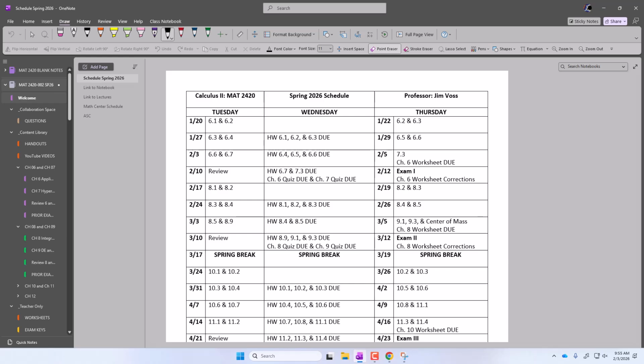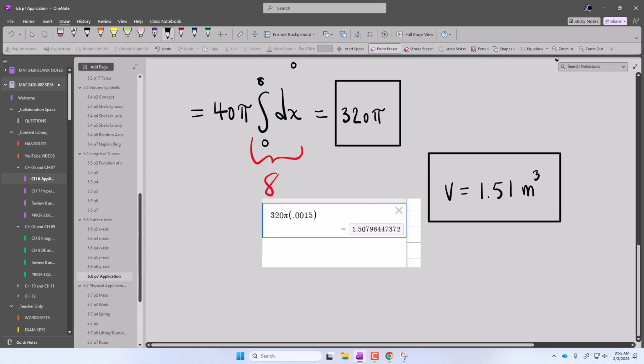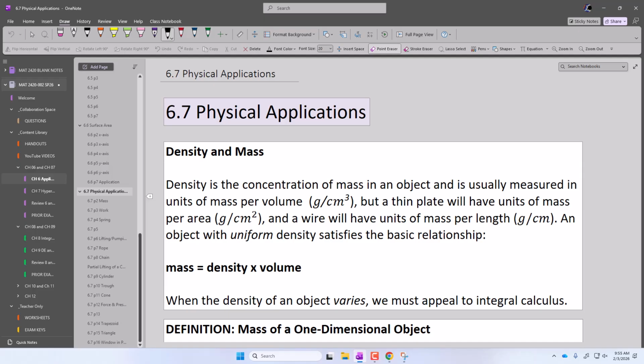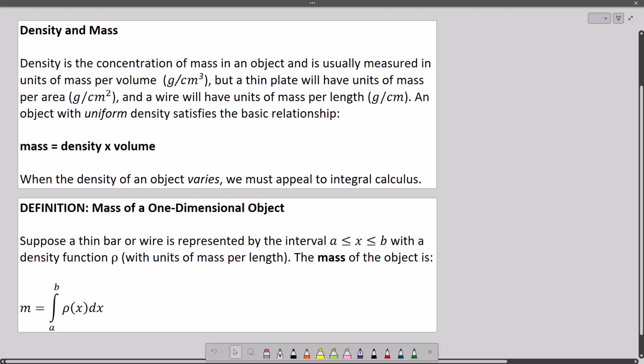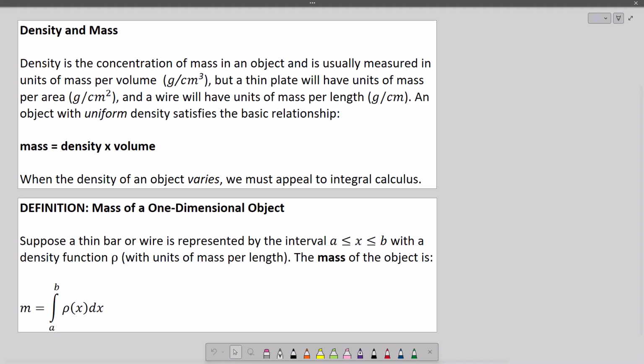So the section that we are about to enter, in this class, it's really the only section that's totally devoted to applications. And they are, again, all physics applications. So you'll see these applications probably in another context in physics at some point. The first one has to do with mass.